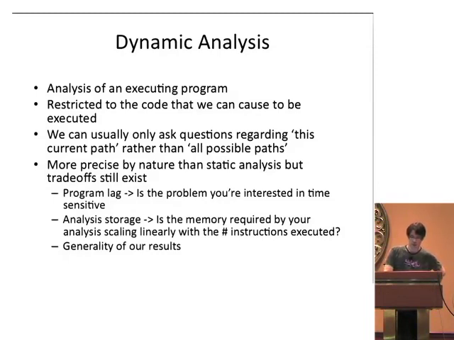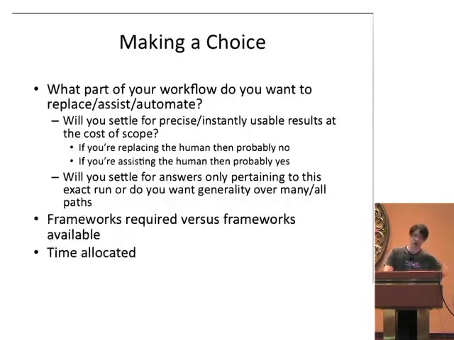So making a choice depends on the task you're addressing. If you're trying to replace a human, then dynamic analysis probably isn't for you due to the aforementioned conditions. If you're assisting a human, then dynamic analysis is pretty good. I mean, you can use a human to make judgments about whether you need to execute new paths, or you can use a human to guide the executed paths. And it also comes down to the frameworks available versus the frameworks you require.